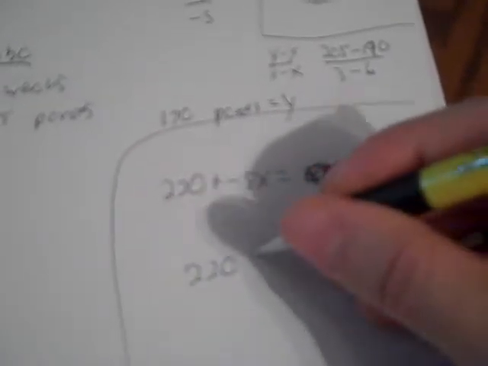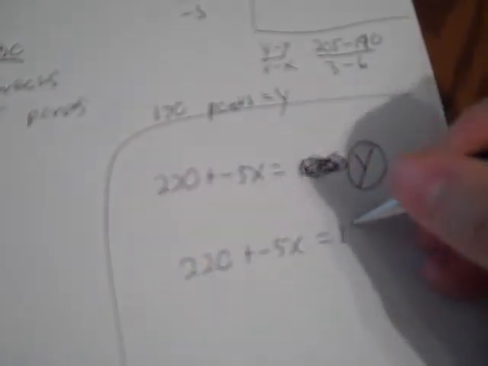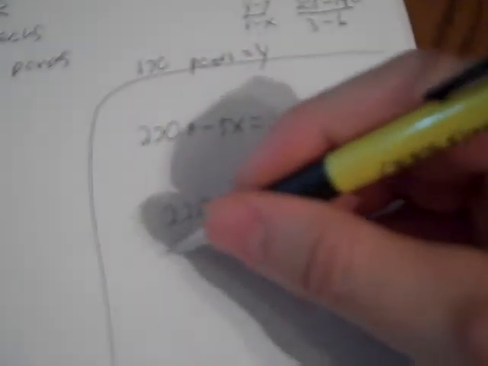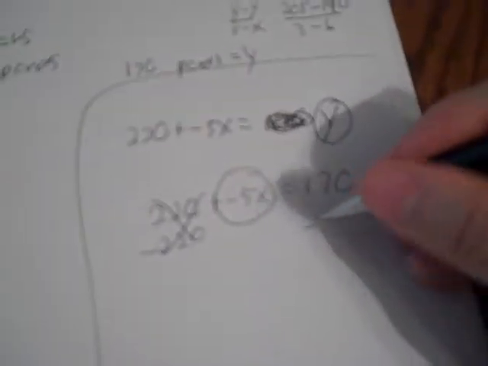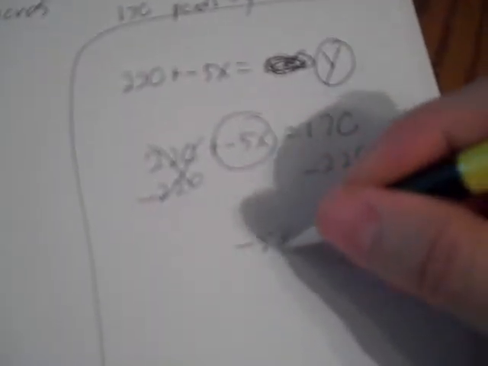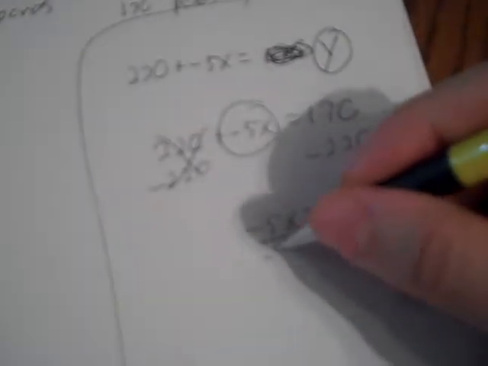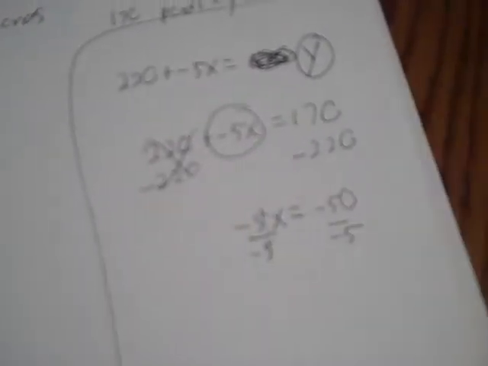Okay, so my equation is 220 plus negative 5x equals y. Sorry, I'm getting ahead of myself. And 170 pounds goes in for y. So 220 plus negative 5x equals 170. You need to get the x, what you're solving for, by itself. Undo the 220. So negative 5x equals 170 minus 220, which is negative 50. And then divide. And that is 10. Okay, so 10 weeks.